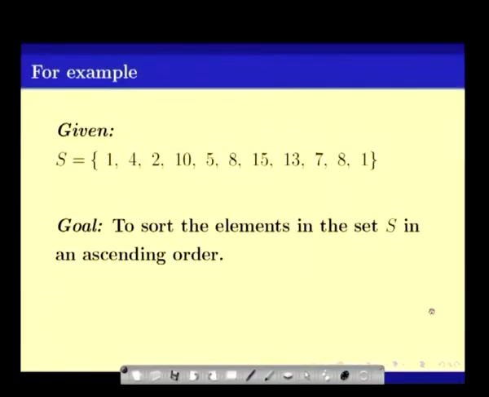Say, for example, we have been given the set S, which is 1, 4, 2, 10, 5, 8, 15, 13, 7, 8 and 1. And the goal is to sort the elements in this set S in ascending order. So, the output that we are looking for is something like this: 1 1 2 4 5 7 8 8 10 13 and 15. Note that the output elements are in ascending order.